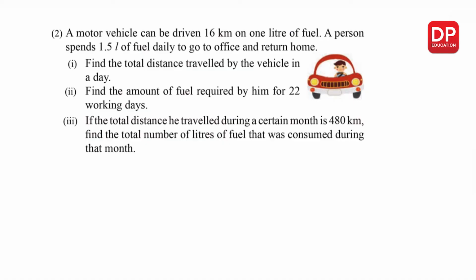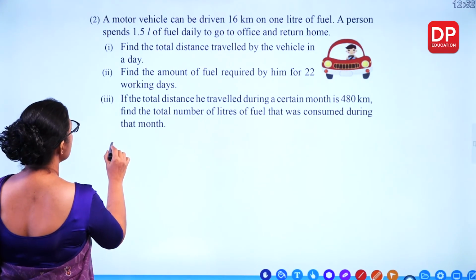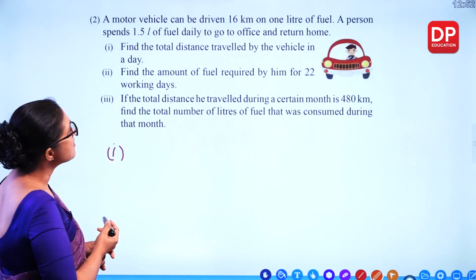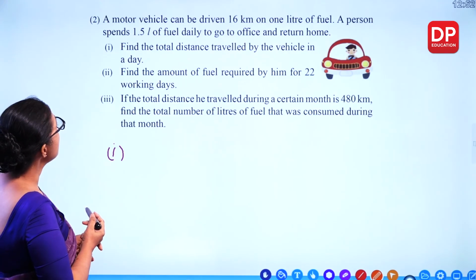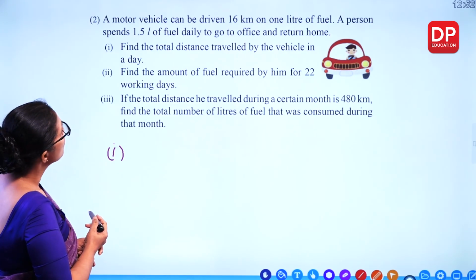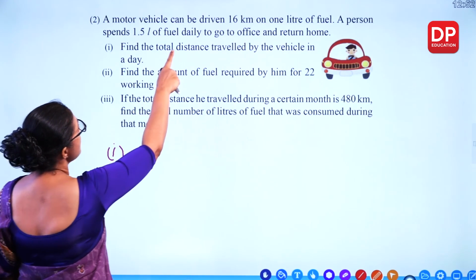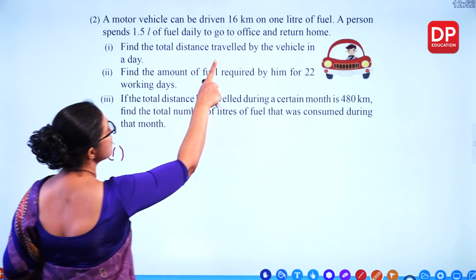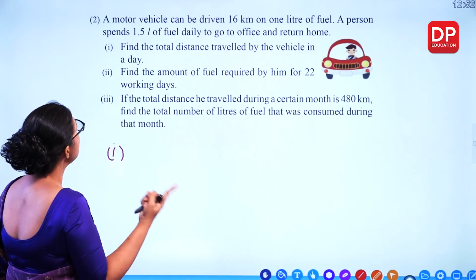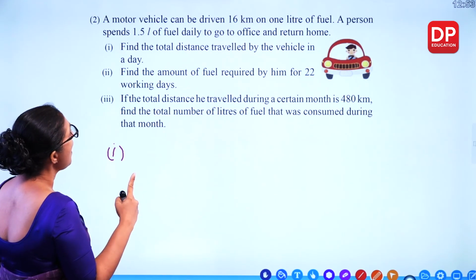Question number 2. A motor vehicle can be driven 16 kilometers on 1 liter of fuel. A person spends 1.5 liters of fuel daily to go to office and return home. So the first part asks, find the total distance traveled by the vehicle in a day. It says driven 16 kilometers on 1 liter. So how many liters? 1.5.